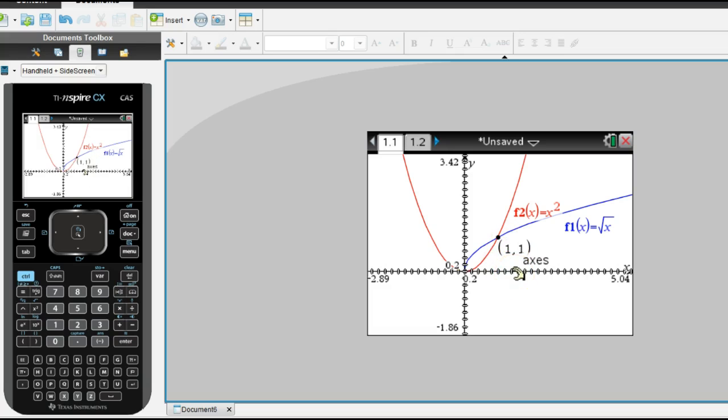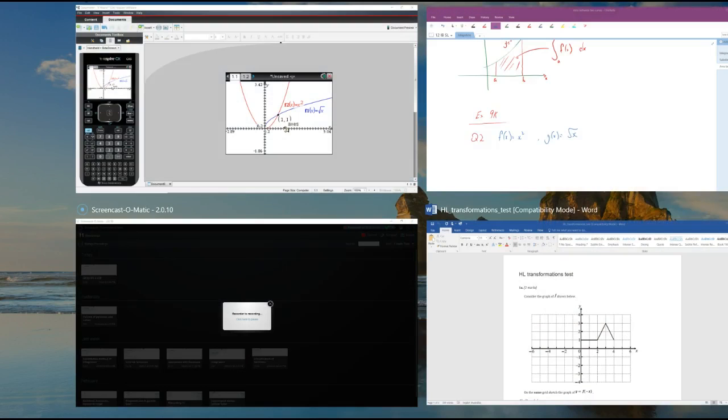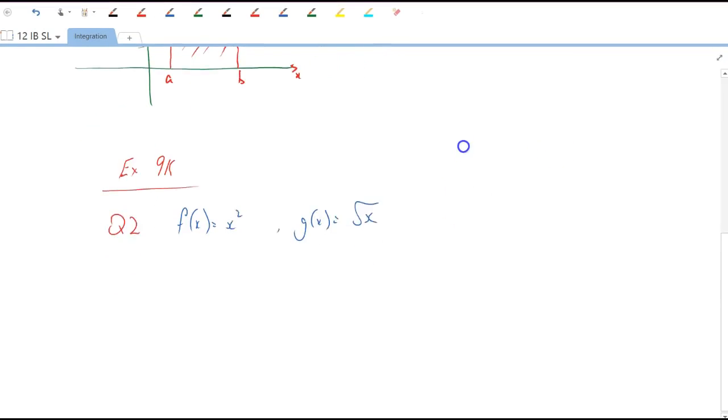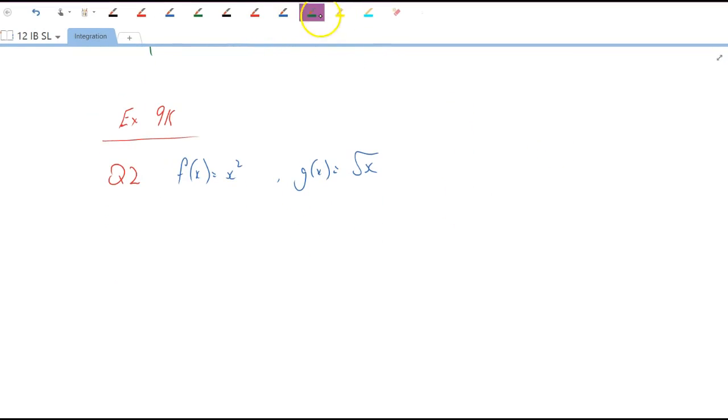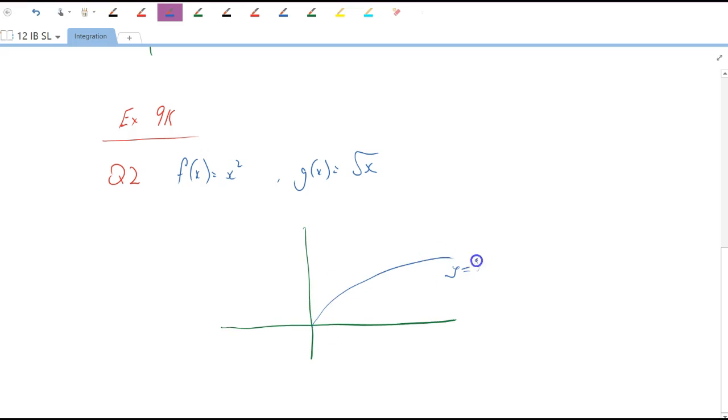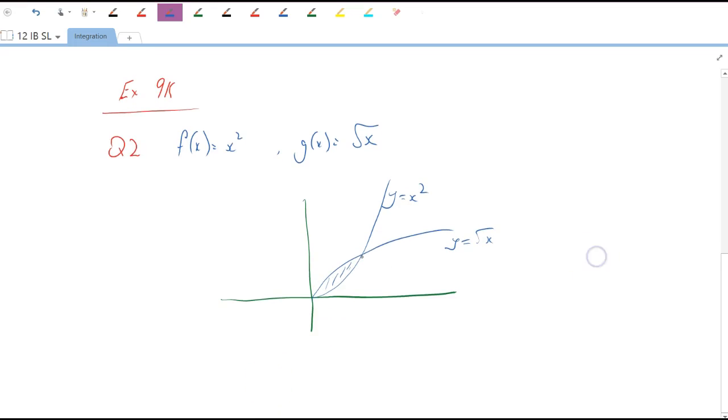So let's model that back on my notes page. So we go in here, and what I've got is y equals the square root of x, and I've got y equals x squared, and that's my area in there that I'm after. And I've got this point here, which is (1, 1). Okay, so what's my area going to be?